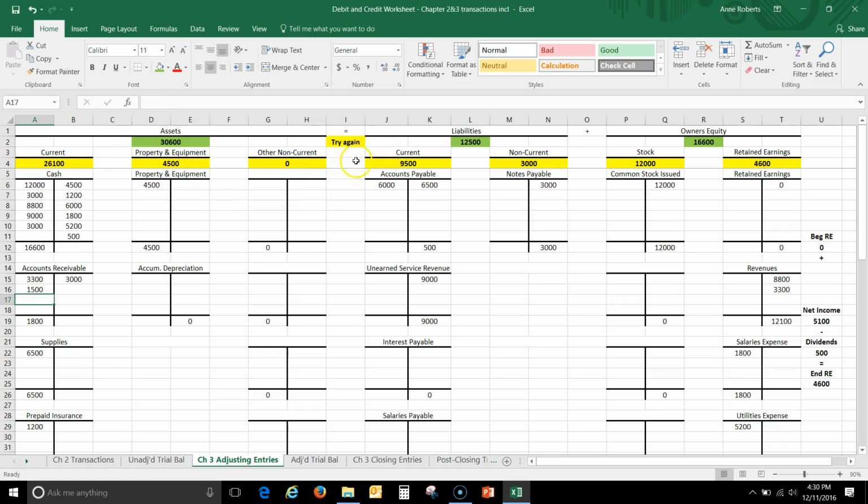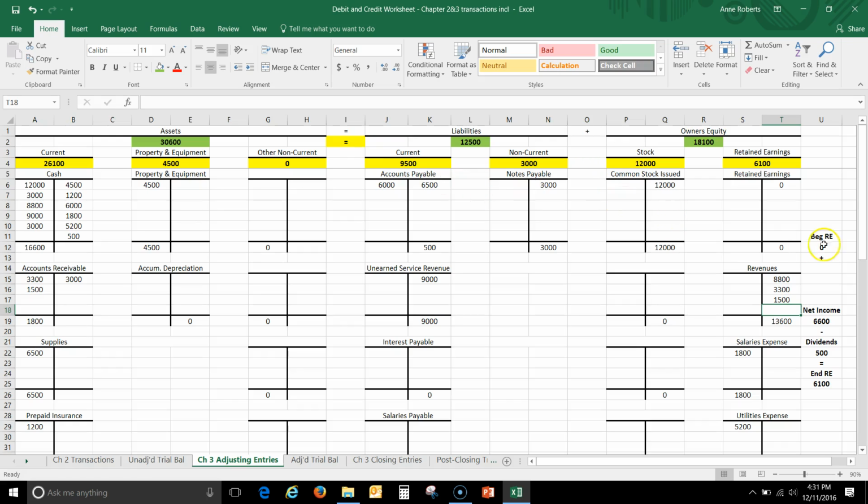Once we enter that, notice what happens to the current and total assets. They increase. Also, I've added a little something here to this worksheet that lets you know, try again, which means that the assets do not equal liabilities plus equity. So the other item that we need to do is come over here to the revenue column, and record an additional $1,500 in revenues. So notice what happens. The revenues will increase, net income will increase, retained earnings will increase, and the owner's equity in total will increase.